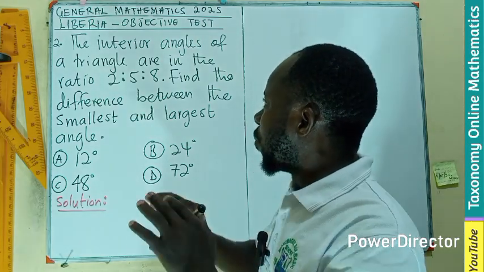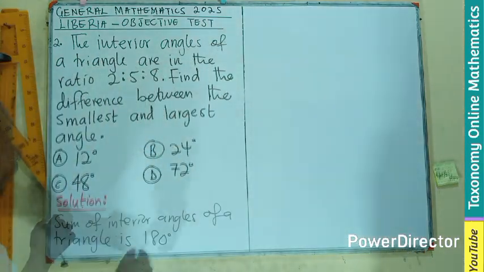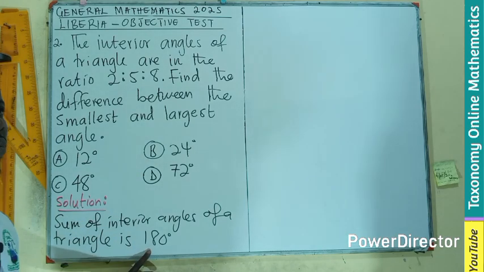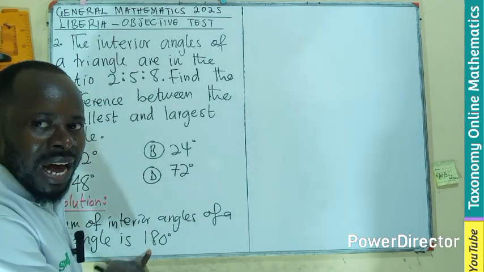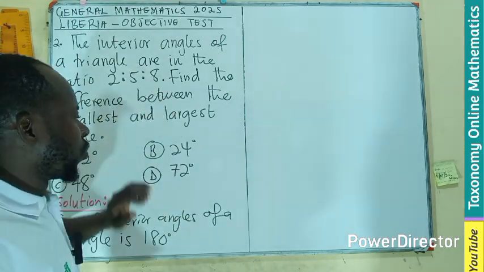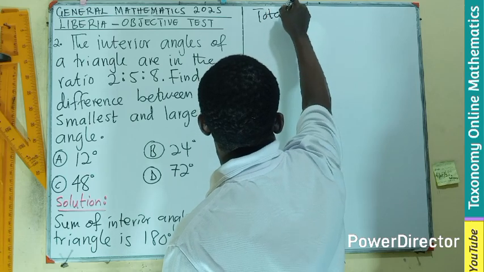Now, we need to know the total sum of the interior angles of a triangle. So the sum of the interior angles of a triangle is 180. So this angle is what is being divided in this ratio. So we need to know what is the total ratio that the angle is divided.